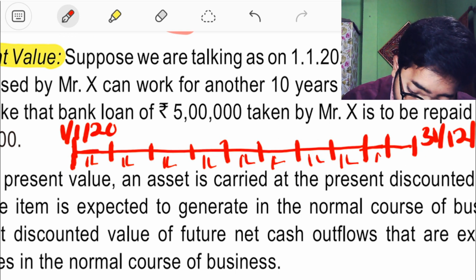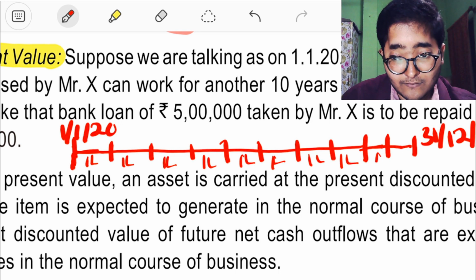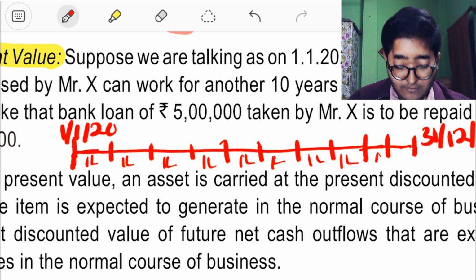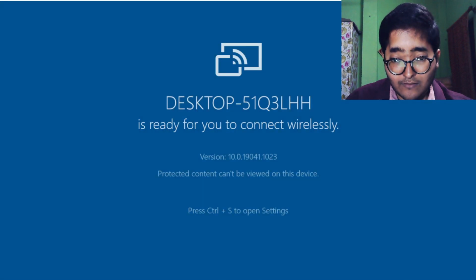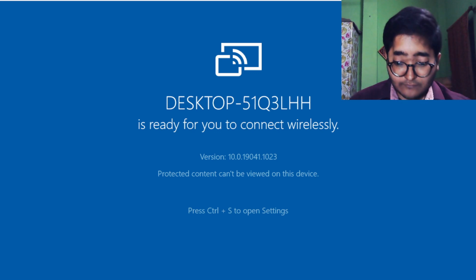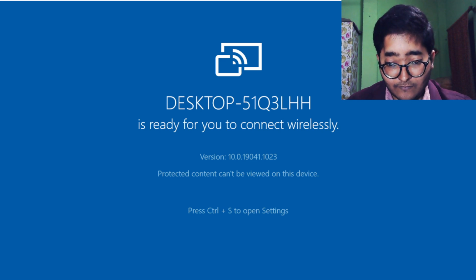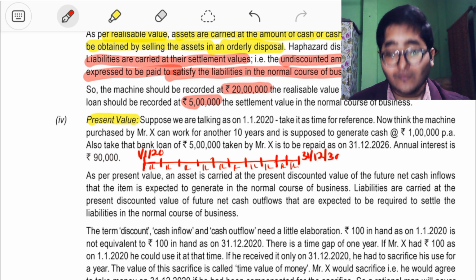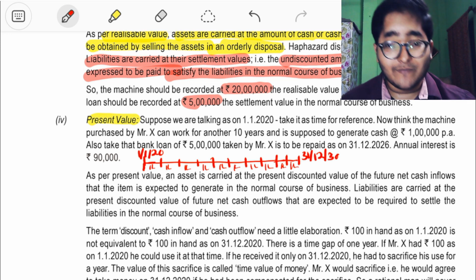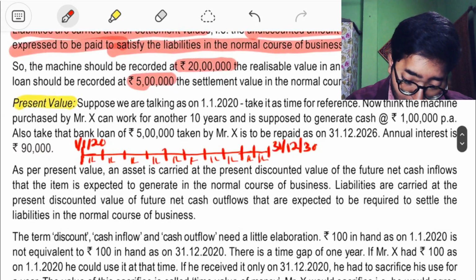So back to our example. Sorry for the disturbance. Something went wrong, some error occurred.